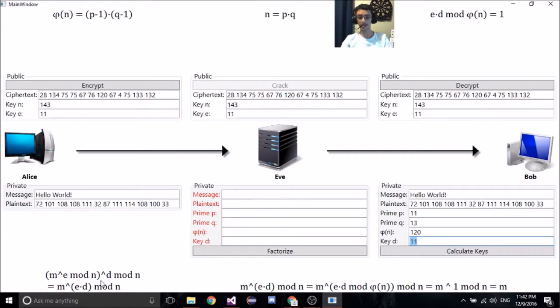And if e and d are chosen carefully, then m to the power of e mod n, to the power of d mod n, because of modular arithmetic, is the same as m to the power of e times d mod n.